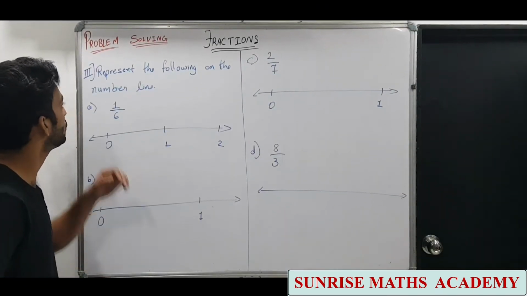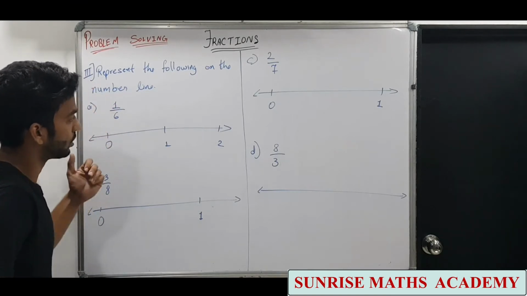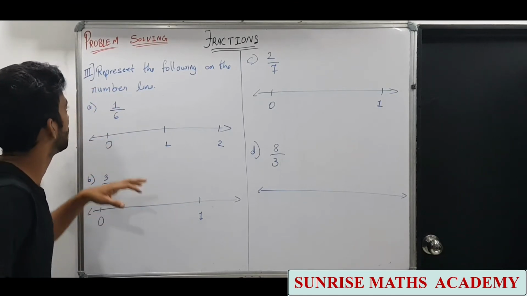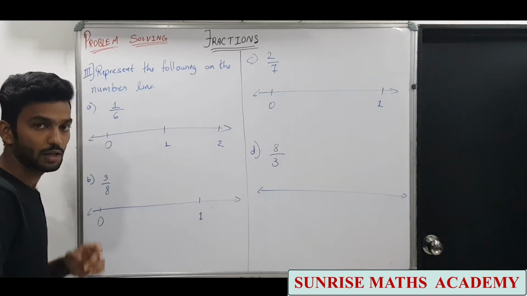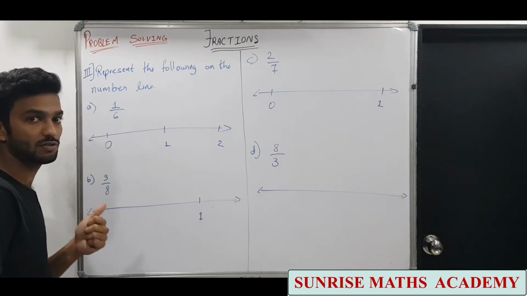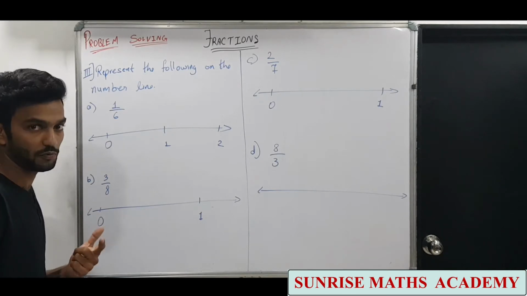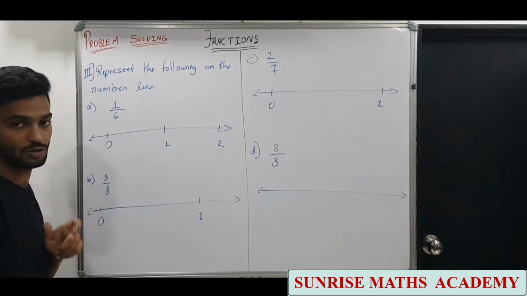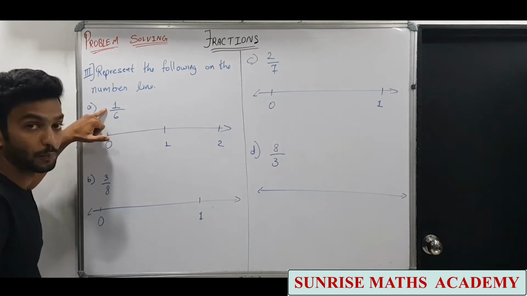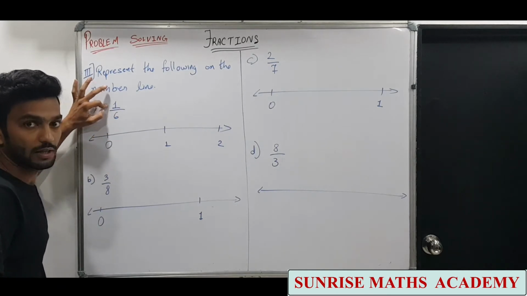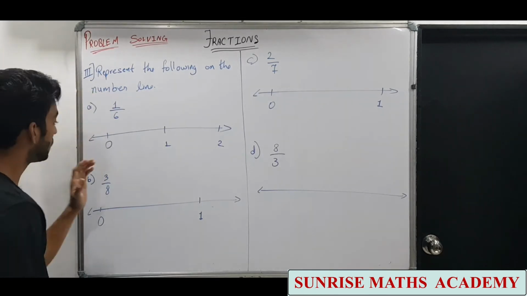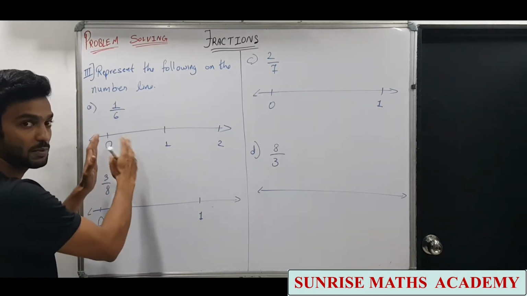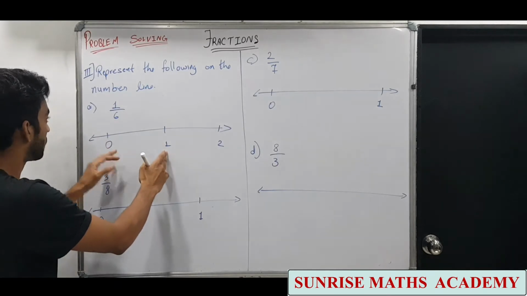In this we have to represent these fractions on the number line. I have drawn the number lines. Now, when we are representing the fractions on the number line, we have to see that the fraction is a proper fraction or an improper fraction. If the fraction is a proper fraction, like here, numerator is smaller than the denominator. In that case, fraction will be between 0 and 1. The representation will be between 0 and 1.